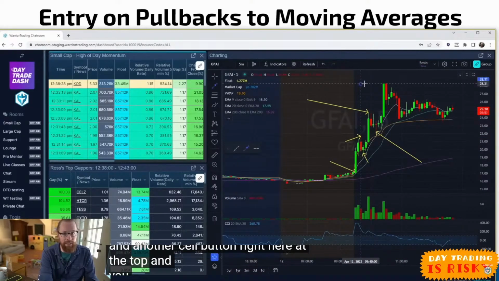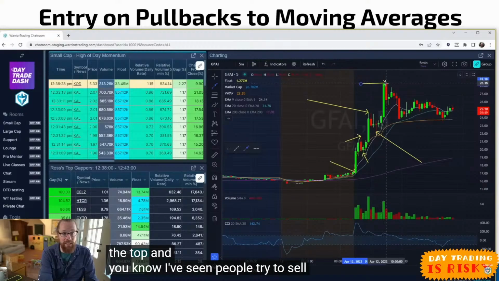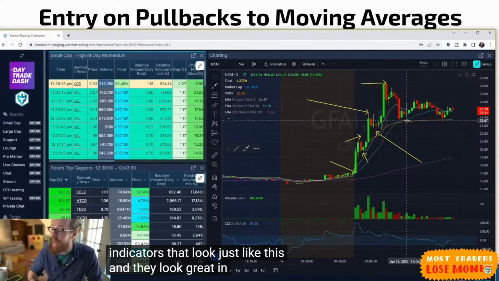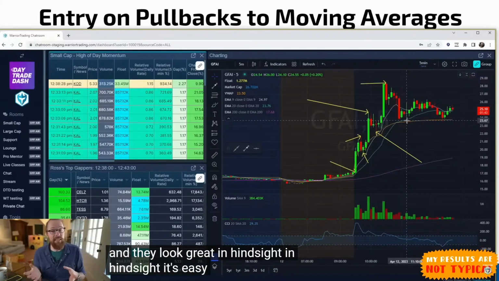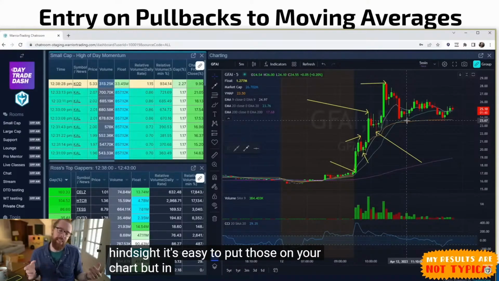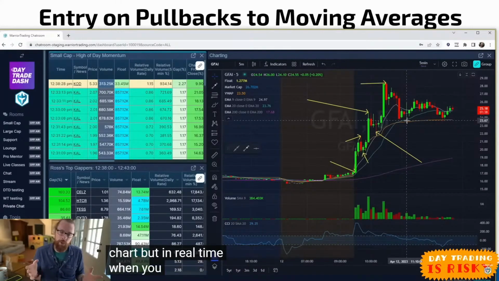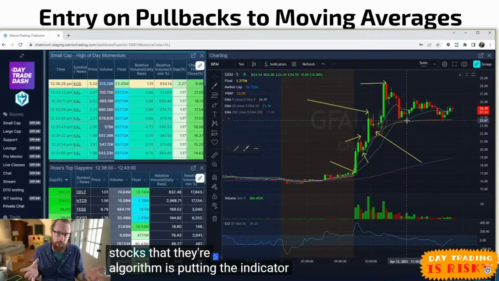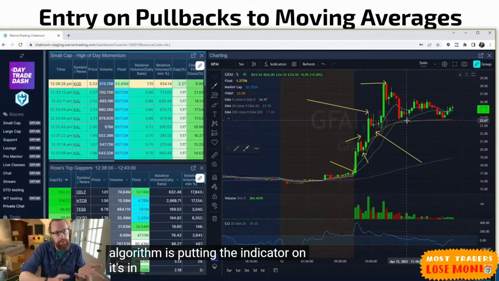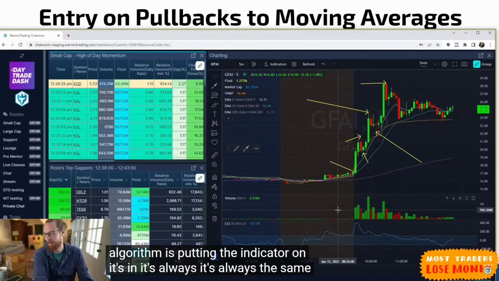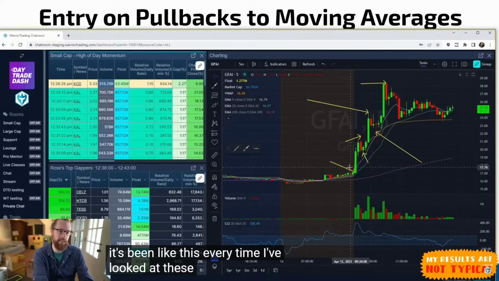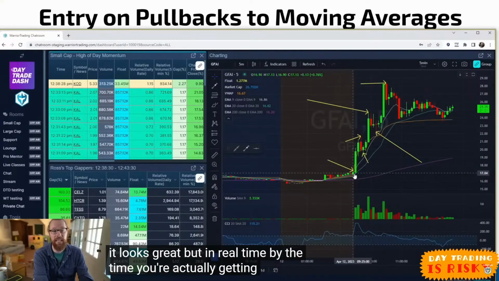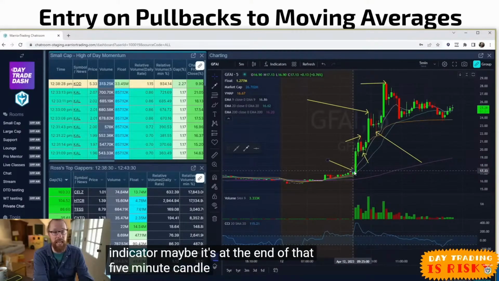I've seen people try to sell indicators that look just like this. And they look great. In hindsight, it's easy to put those on your chart. But in real time, when you look at all the different stocks their algorithm is putting the indicator on, it's always the same. In hindsight it looks great, but in real time, by the time you're actually getting the indicator, maybe it's at the end of that 5-minute candle.